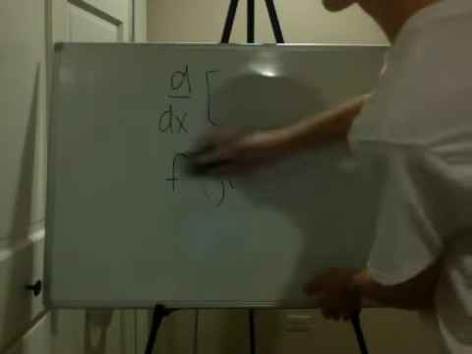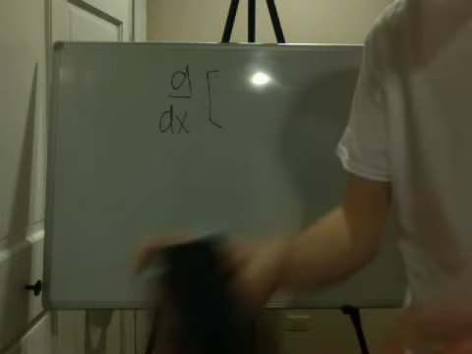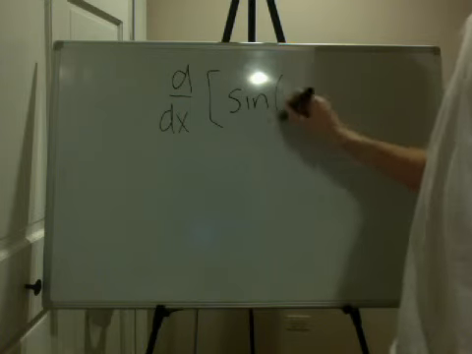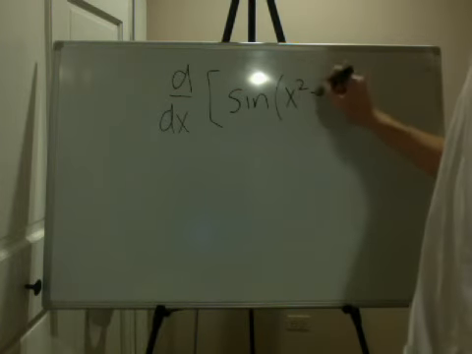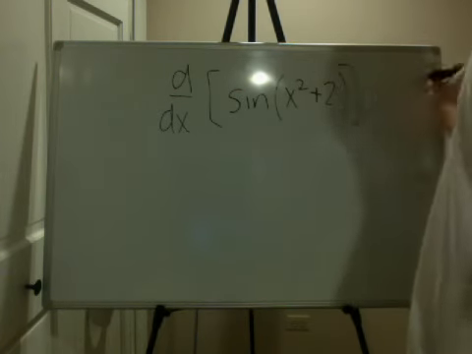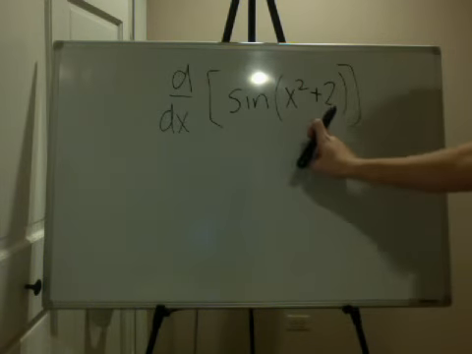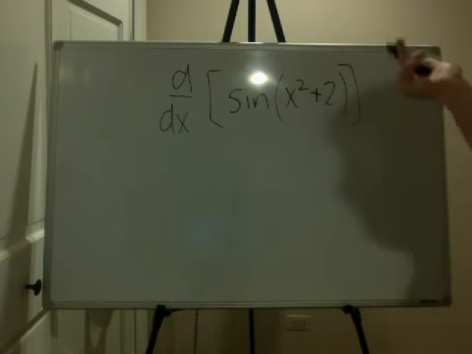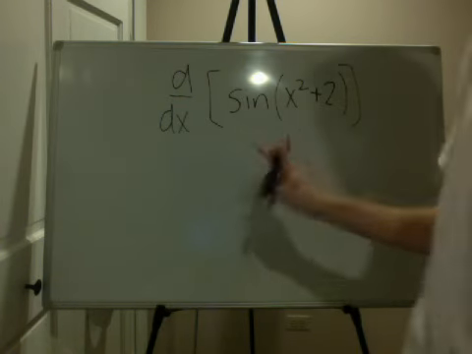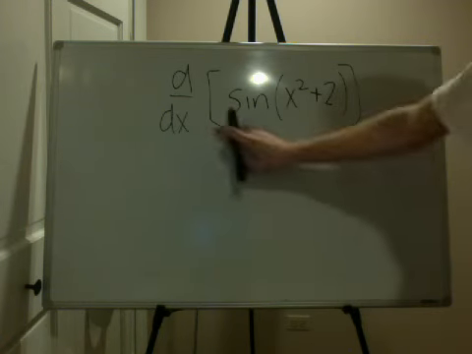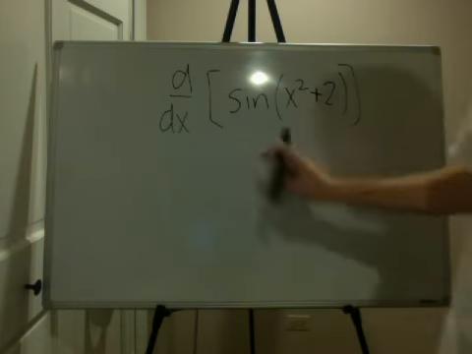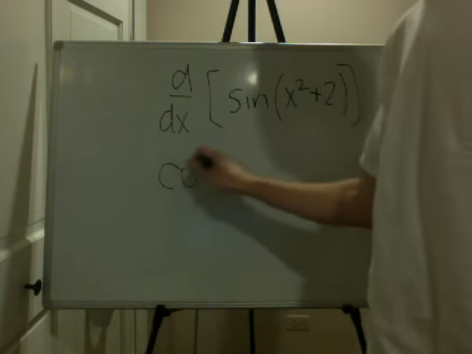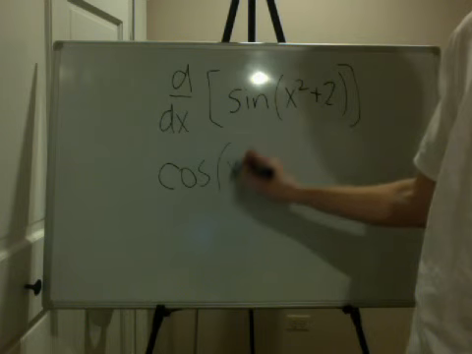Okay, so let's do a quick example with the derivative with respect to x of sine of x squared plus 2. The inside function is x squared plus 2. The outside function is sine of x. So basically, you're going to start off by taking the derivative of the big thing and just keeping this on the inside. The derivative of sine of x is cosine of x, so this would be cosine, and just leave the thing on the inside, so it would be x squared plus 2.